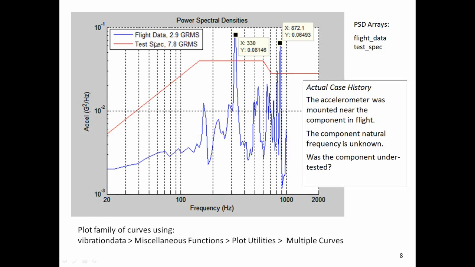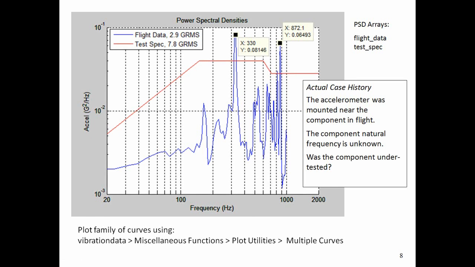In this case, we've got a pair of power spectral density curves. So we have g² per hertz versus frequency in hertz. The blue curve is actual flight accelerometer data, so measured flight accelerometer data from a launch vehicle. And we're going to assume that this was an accelerometer mounted near an avionics component. So in other words, the blue curve was the base input to the avionics component in terms of power spectral density. Then the red curve here is the test specification. So the component was tested to the red curve prior to flight.